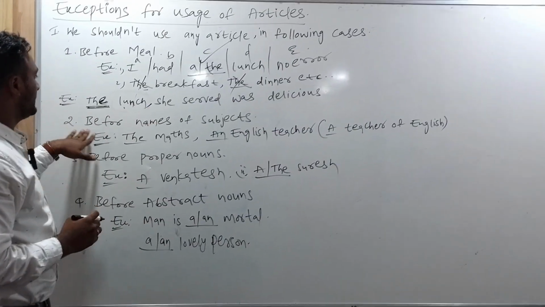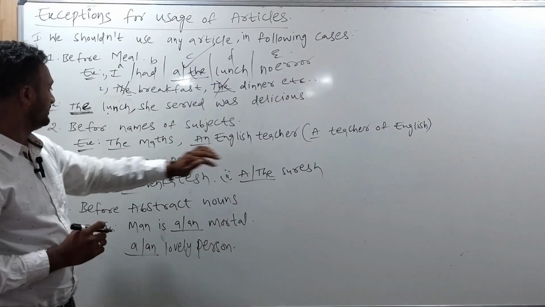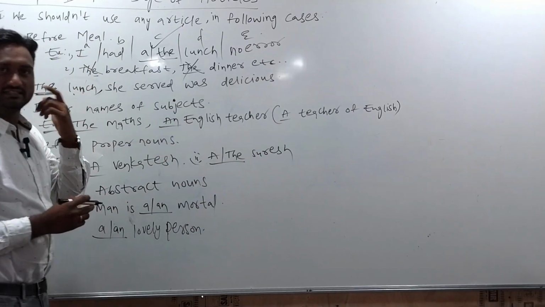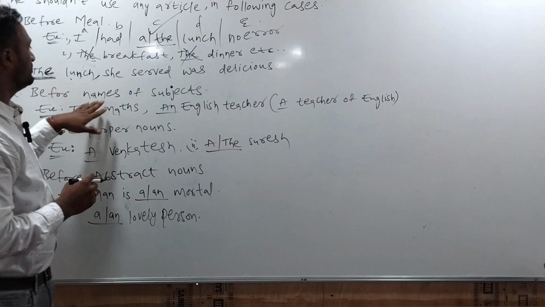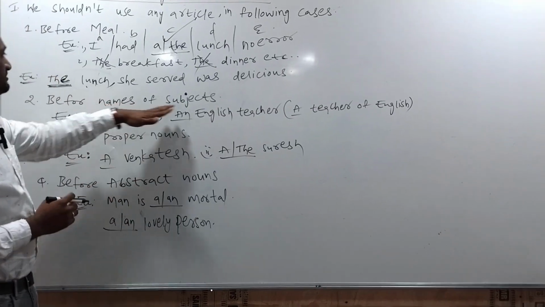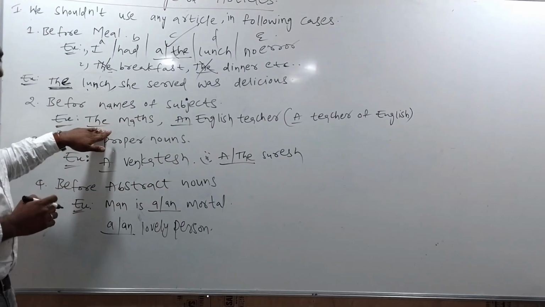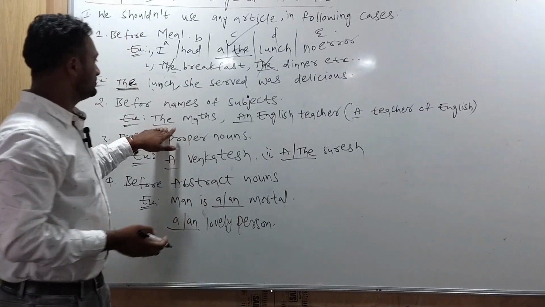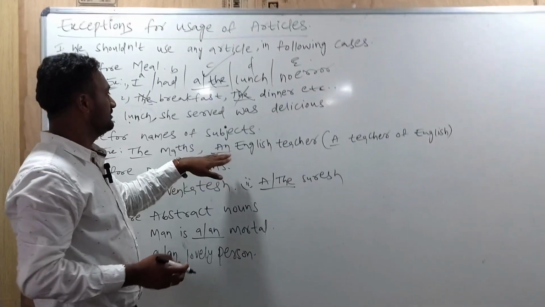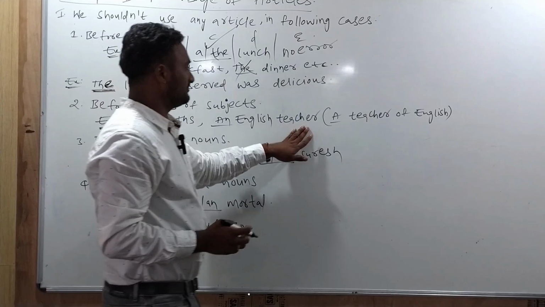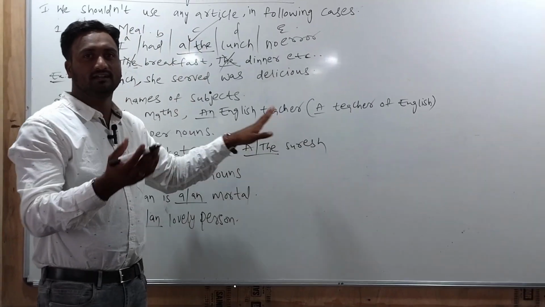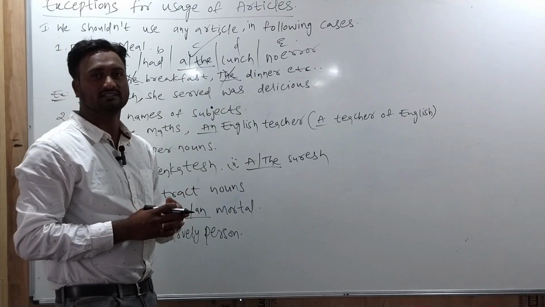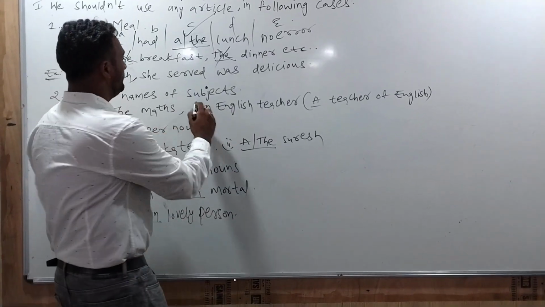Coming to rule 2 or exception 2 where we should not use any article. Before the names of subjects, it can be Telugu, Hindi, English, science, social, we should not use any article. It can be a definite article or an indefinite article. So, the maths, the science, the social. I am an English teacher. Most of the time I hear I am an English teacher. People say I am an English teacher, I am an English educator, I am an English lecturer. But that is obviously wrong.